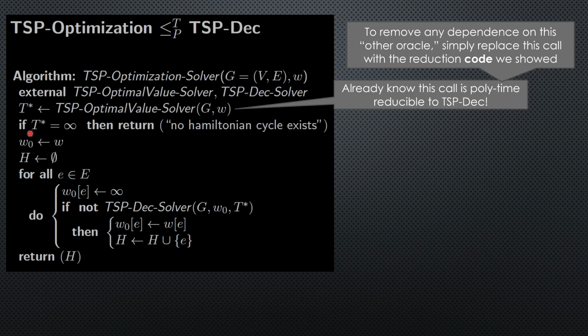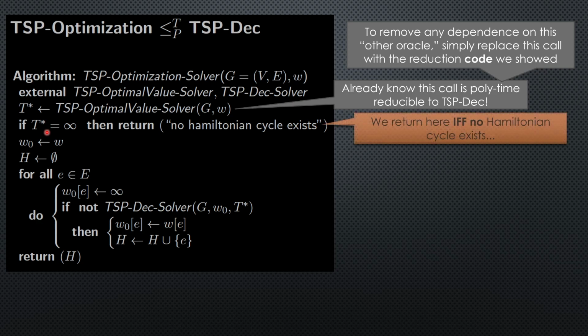This is an if and only if, right? Because the only way that T star is infinity is if there's no Hamiltonian cycle. So we're going to return here if and only if there's no Hamiltonian cycle in the graph. And then we're going to try deleting edges one by one, and we're going to keep an edge if deleting it removes all the optimal Hamiltonian cycles. And otherwise, if we can still achieve an optimal Hamiltonian cycle removing an edge, then we'll remove that edge.